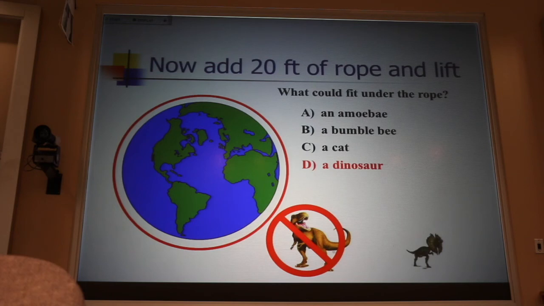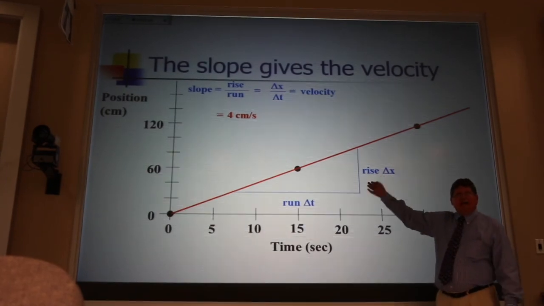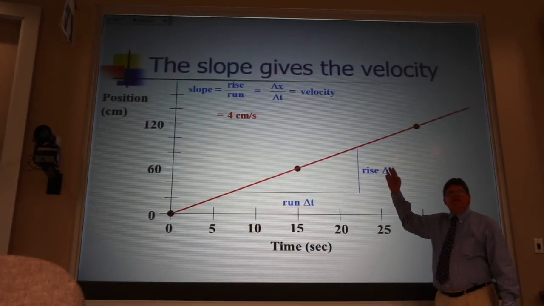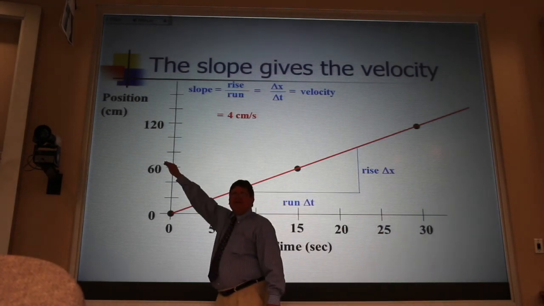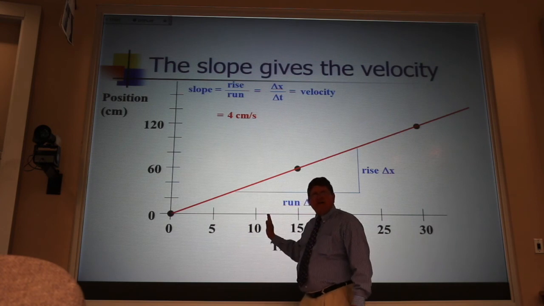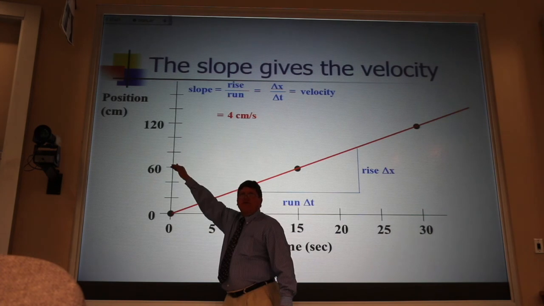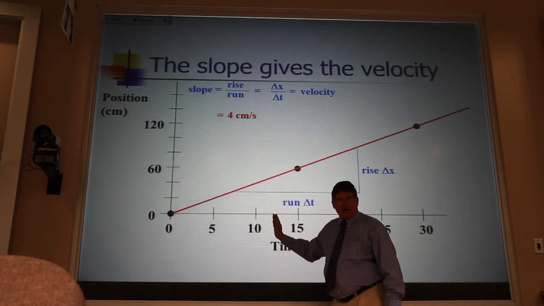It terrified him. Okay. Now, folks, here's the point. The slope is where all the science is. The slope is telling you how much change you have in this axis for every 1 unit change in the horizontal axis. 4 meters down or 4 centimeters down the road for every 1 second that ticks by.